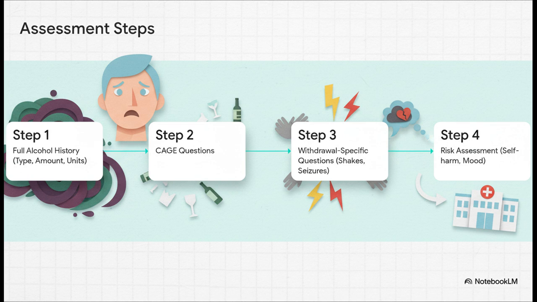Then, and this is so important for this case, you need to dig into the withdrawal-specific stuff. Ask about shakes, but especially about that seizure history. And finally, you always have to do a quick risk assessment. How's their mood? Any risk of self-harm? This structure is your safety net. It makes sure you don't miss anything critical.